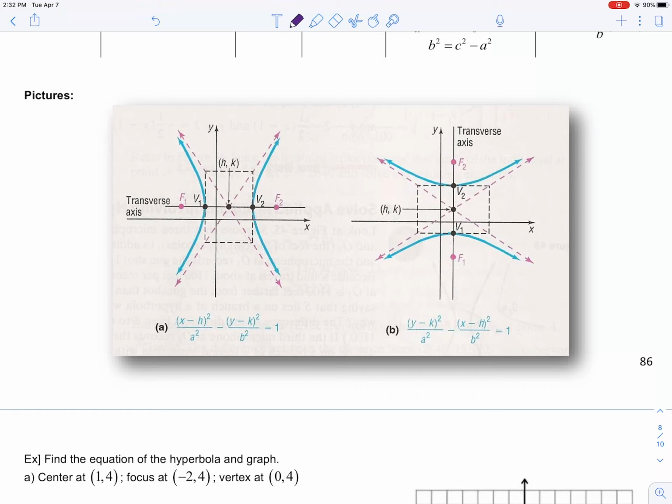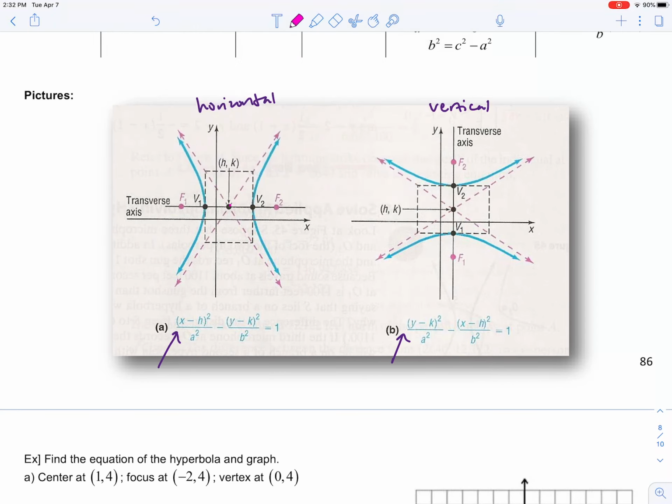Now we're in section 7.4 and we're going to go over the graph and equations of a hyperbola. So here we have a horizontal hyperbola, and you'll see that the first fraction in that equation has the x values in the numerator, and then we have a vertical hyperbola, and you can see the fraction that appears first has the y values in the numerator.